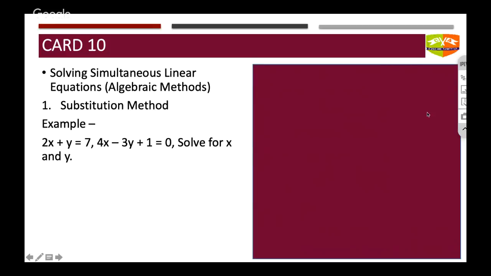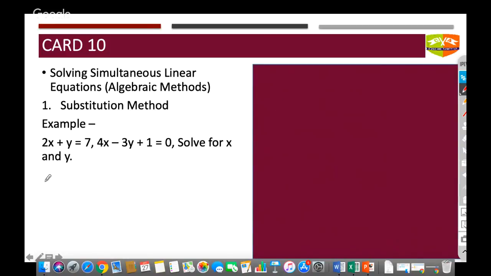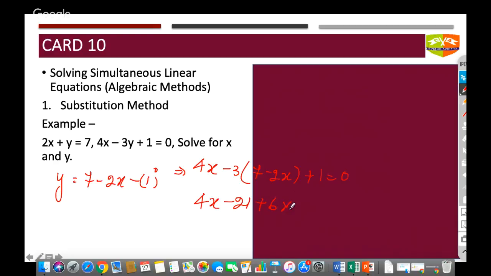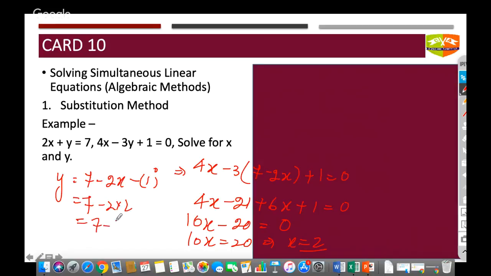So I'm taking this equation, and what I do over here is y is equal to 7 minus 2x from the first equation. I'll put it in the second equation. So 4x minus 3 times (7 minus 2x) plus 1 is equal to 0. So 4x minus 21 plus 6x plus 1 is equal to 0. So 10x minus 20 is equal to 0. 10x comes out to be equal to 20. So x comes out to be equal to 2. Now if x is equal to 2, I'll put it in this equation. So 7 minus 2 into 2 is equal to 7 minus 4, which is equal to 3. So y is equal to 3.